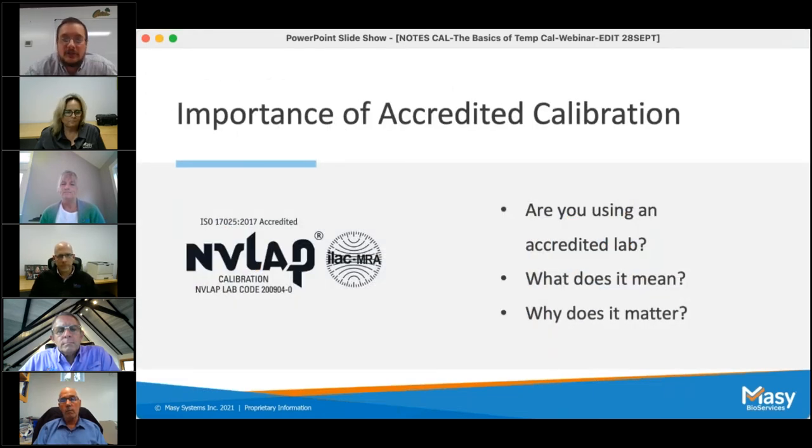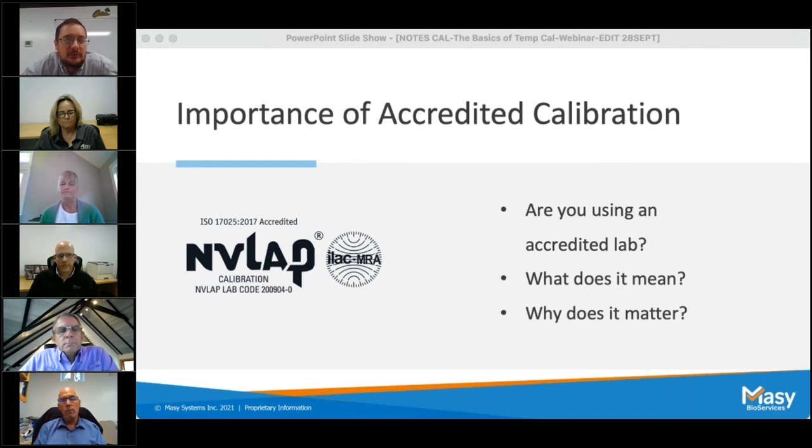All right, so importance of an accredited calibration lab. First off, we're going to talk about what is an accredited lab. Basically, an accredited lab has been audited and has had their measurement process and quality process scrutinized. To become an accredited lab, the lab must demonstrate in front of an auditor that they're using proper procedures, they can perform the measurement, and they can calculate the associated uncertainty for every parameter under scope.